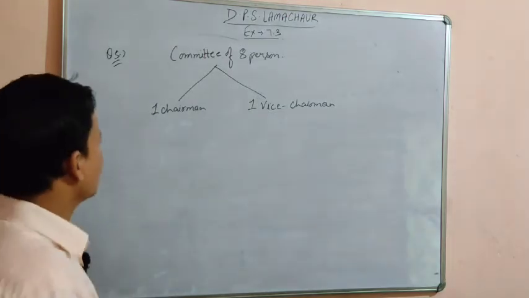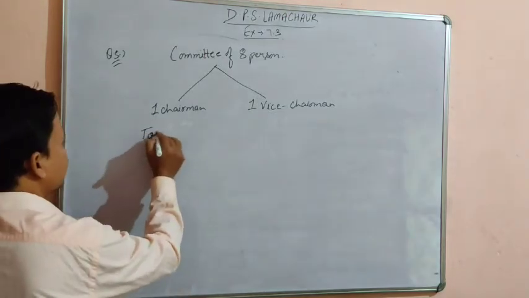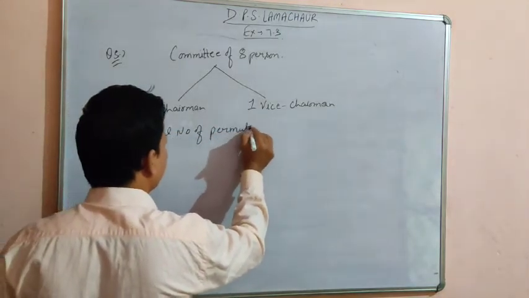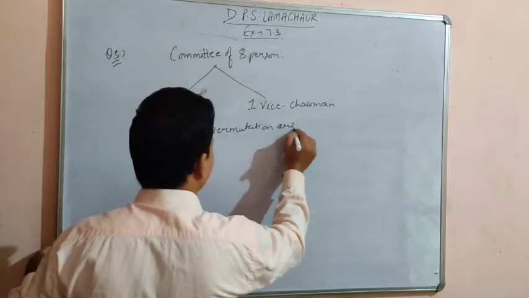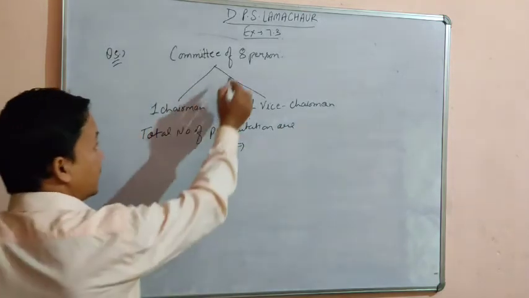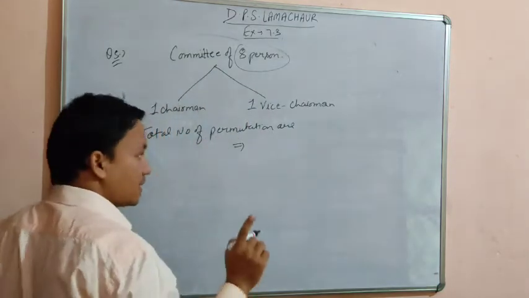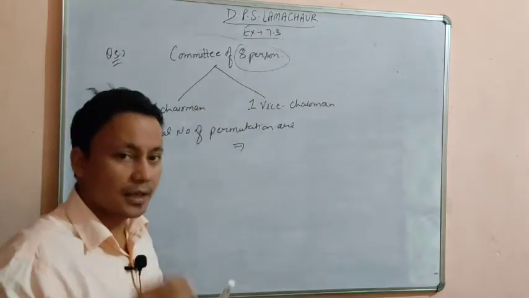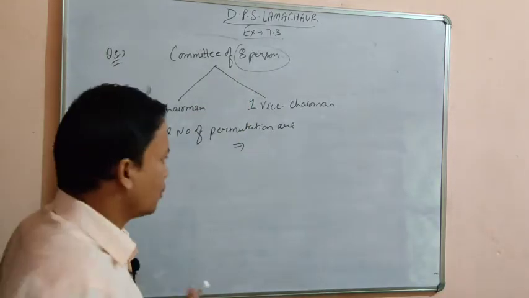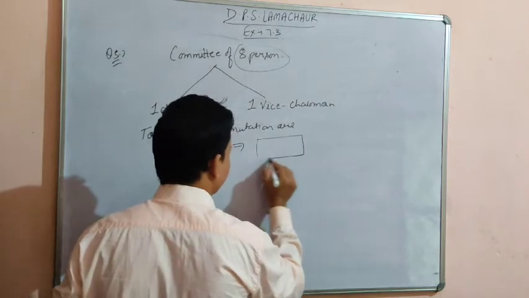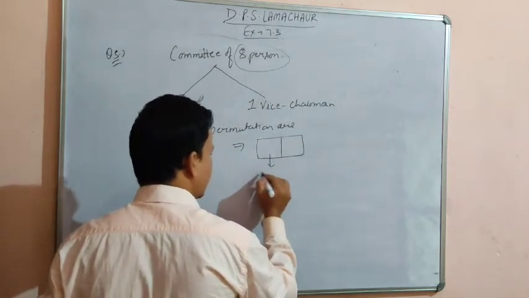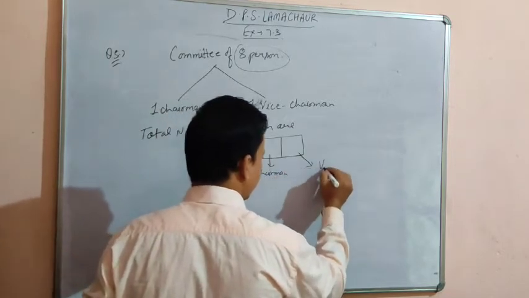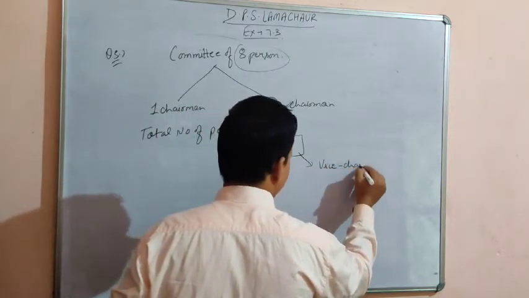So total number of possibilities, total number of permutations are what? What are the permutations? 8 persons we have, and we have to fill 2 positions. So make 2 boxes. Suppose this is chairman and this box is indicating vice chairman.